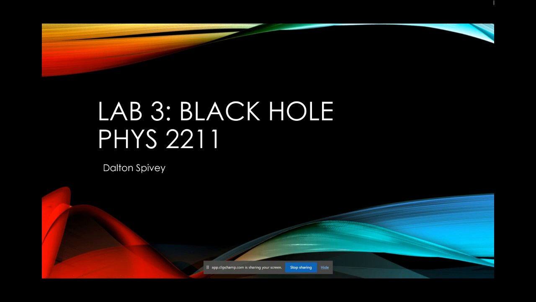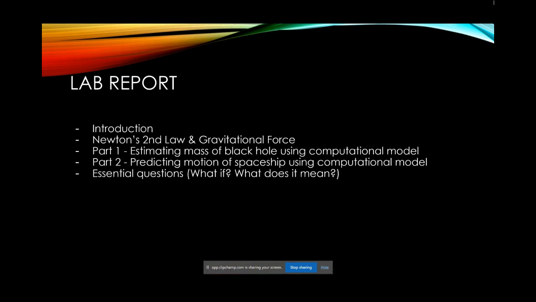This is my lab report for Physics 2211 at Georgia Tech. This lab investigates the universal law of gravitation. First, I'll state the purpose of the lab, then I'll introduce the system and its surroundings. I'll then explain key concepts such as Newton's second law and gravitational force.